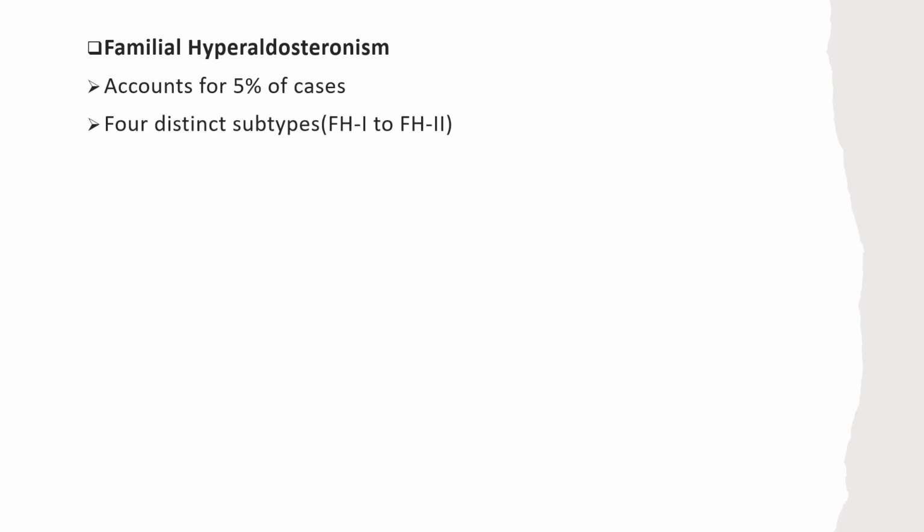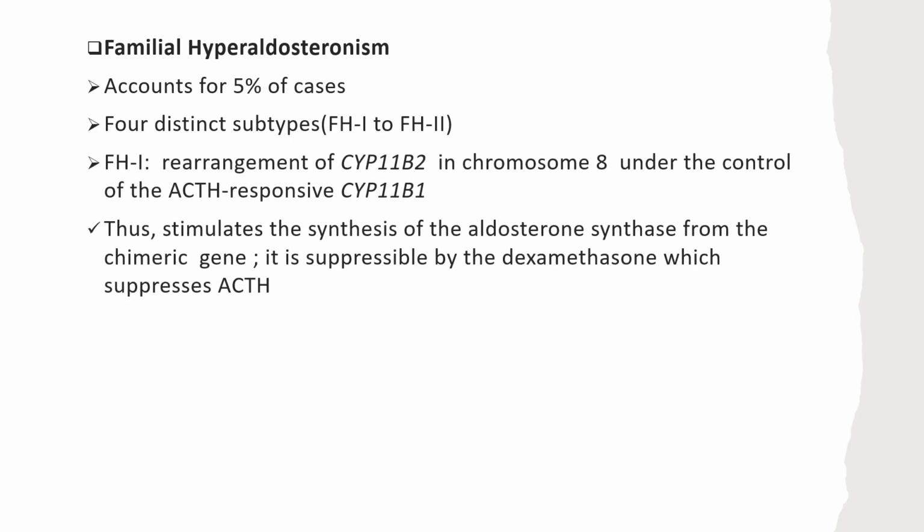And next we see familial hyperaldosteronism, and this accounts for about 5% of cases of primary hyperaldosteronism, and four distinct subtypes of familial hyperaldosteronism are seen. In familial hyperaldosteronism type 1, we can see rearrangement of CYP11B2, which is present on chromosome 8, that begins to act under the control of ACTH.